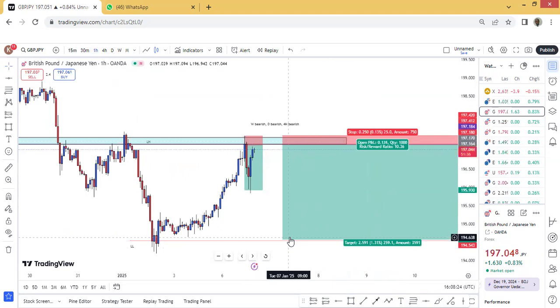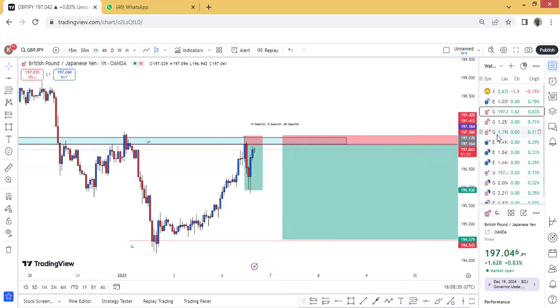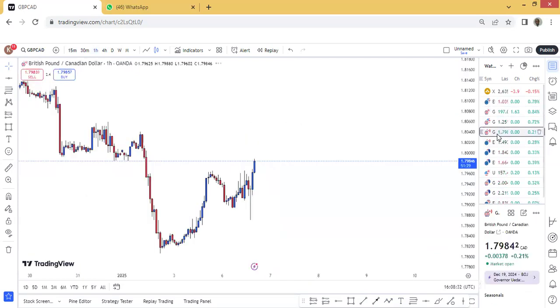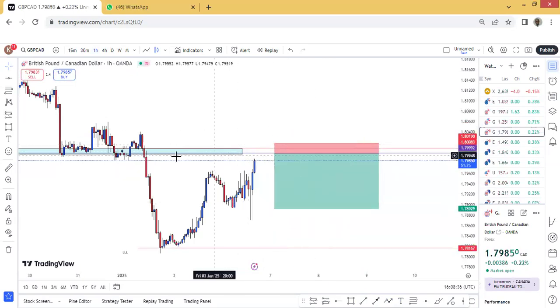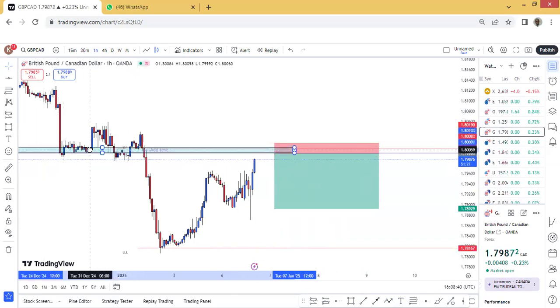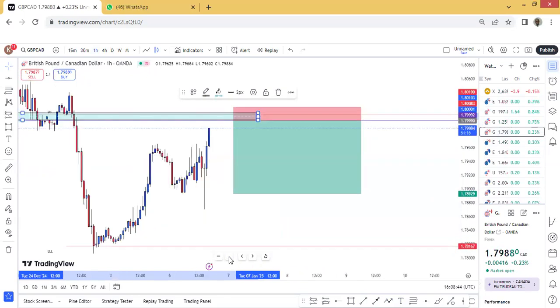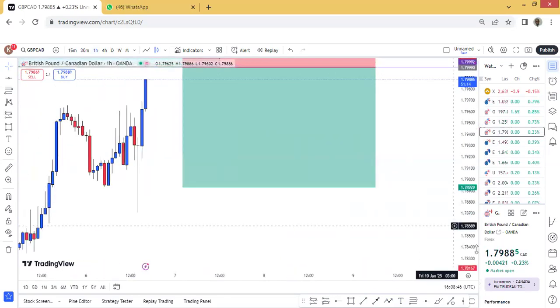So that is how simple it is. Being able to read a market structure and being able to identify your key levels. That is all. Forex doesn't have to be difficult.